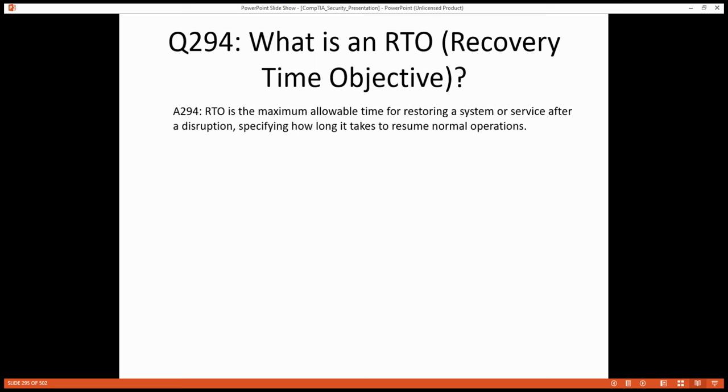Q294. What is an RTO? Recovery time objective? A294. RTO is the maximum allowable time for restoring a system or service after a disruption, specifying how long it takes to resume normal operations.